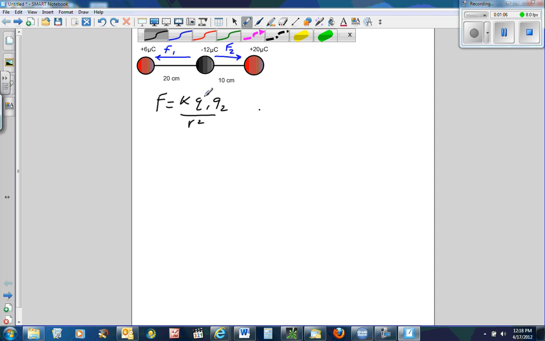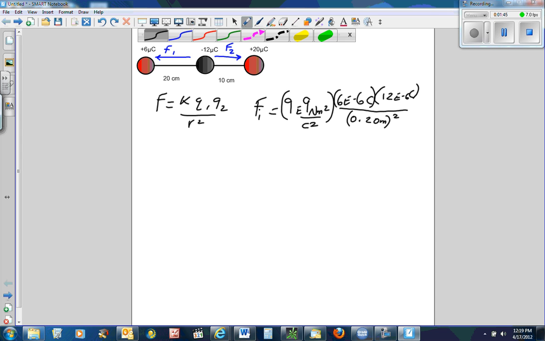And in this case, we have to use it twice. So F1 would equal 9E9 newtons meter squared per coulomb squared times Q1, which we'll just say is 6e to the negative 6 coulombs. Notice we don't use the plus or the minus, just the number in the equation, times 12e to the negative 6 coulombs. And then divided, how far apart are those? They're 20 centimeters, which is 0.20 meters. Don't forget to square.